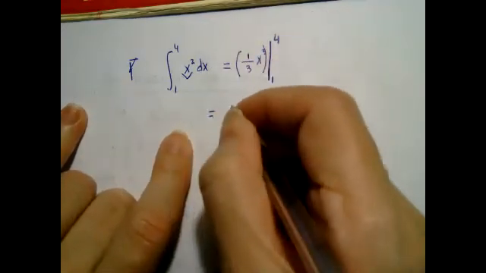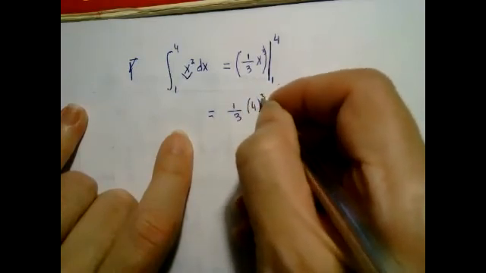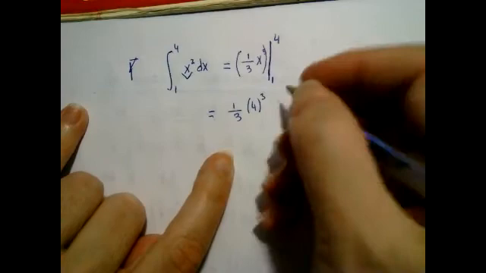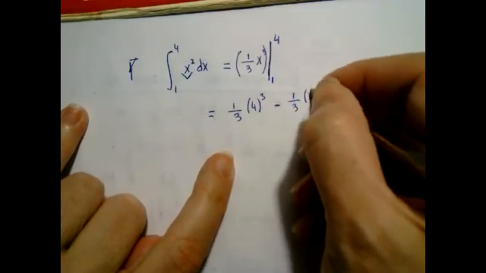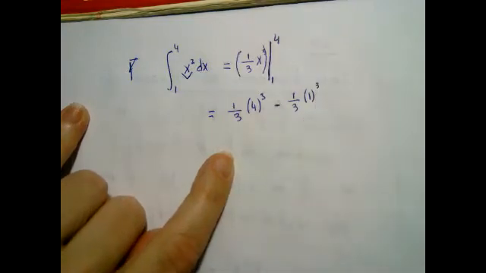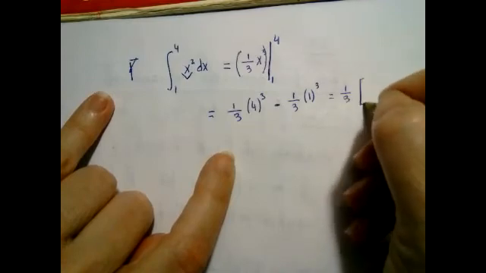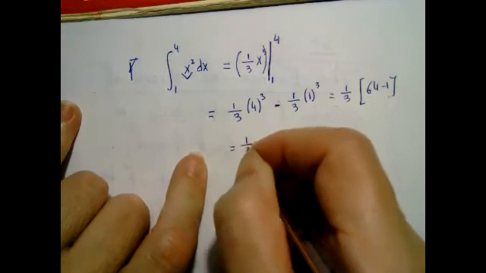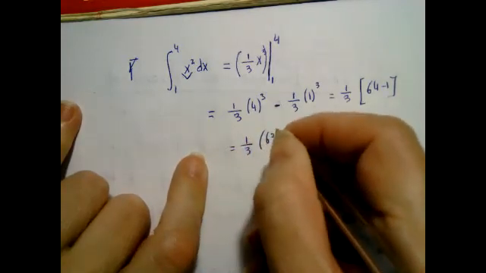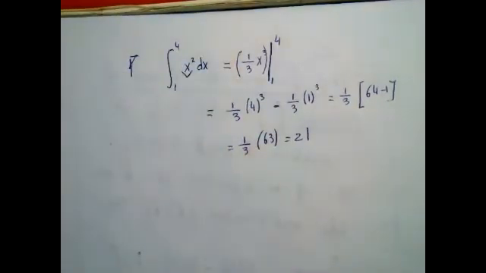This is equal to 1/3 times 4 to the power 3. You realize I didn't put the constant anymore, because we know it's going to be minus 1/3 times 1 to the power 3. And this would give me, you can basically factor out the third, 64 minus 1. It means 1/3 times 63, which is 21. And that's how we will be evaluating those integrals.